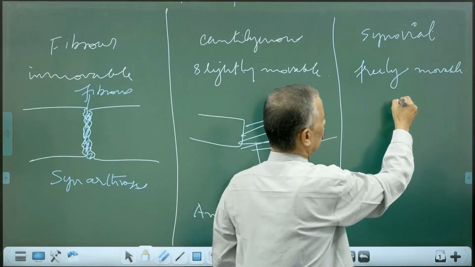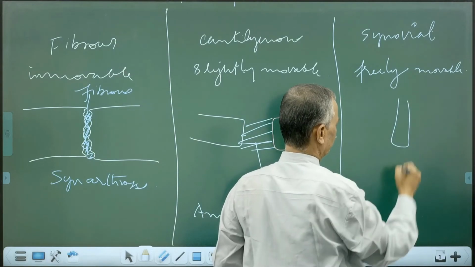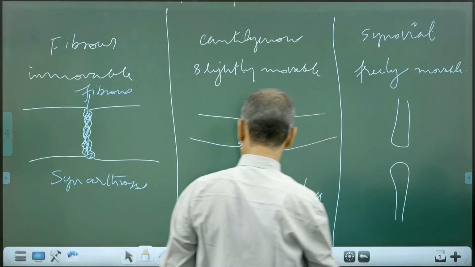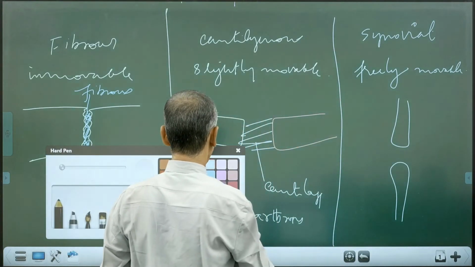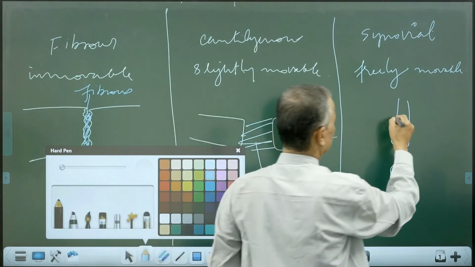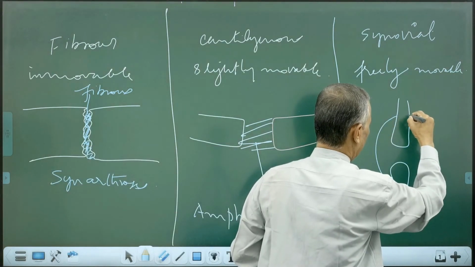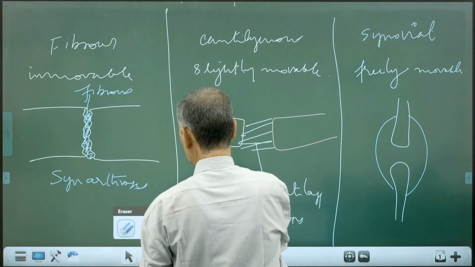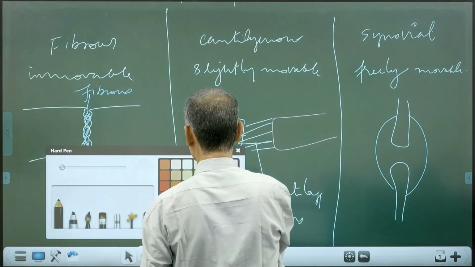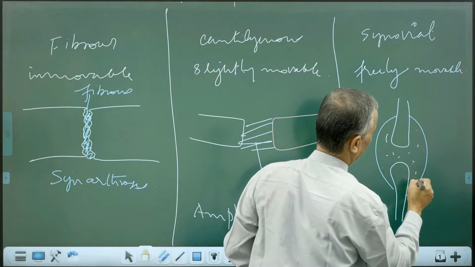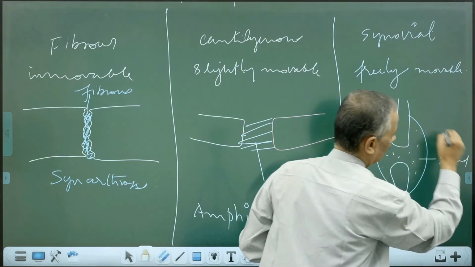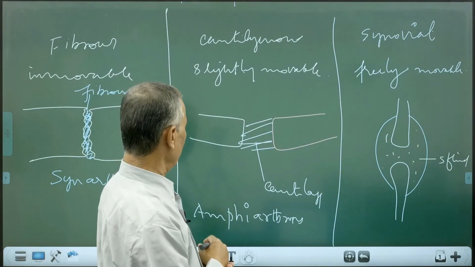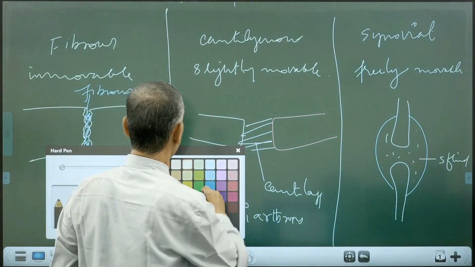Here, the two bones are connected together by a synovial membrane which secretes a fluid. That synovial fluid will be acting as the lubricating fluid so that they will be showing maximum degree of movement.